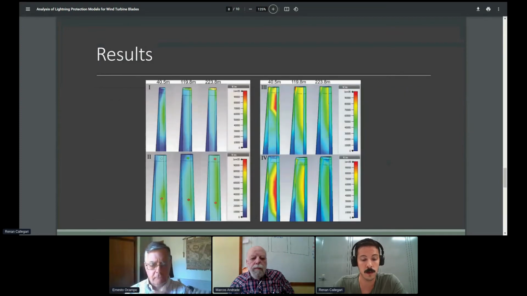As a result, we obtained thermograms that show the intensity of the electric field per meter present in the blade. We can see in red the regions where this concentration was higher. It's important to say that these results show us the regions where there is a great possibility of suffering atmospheric discharge.